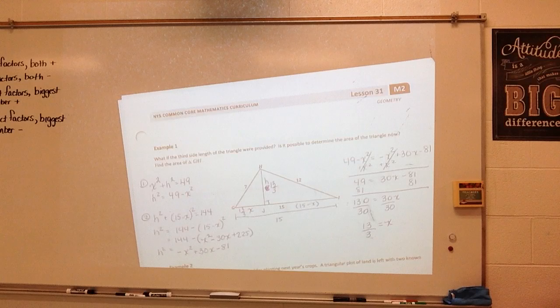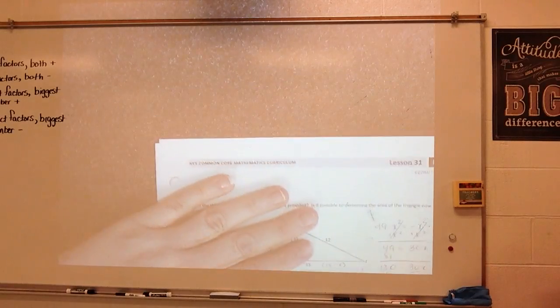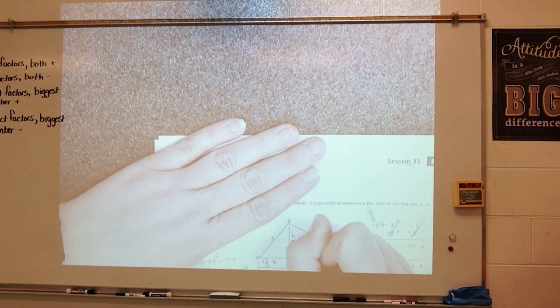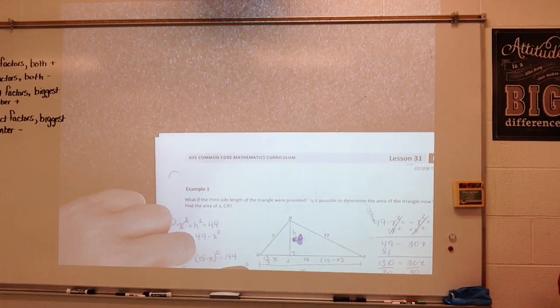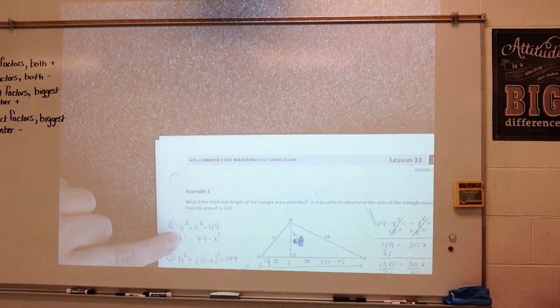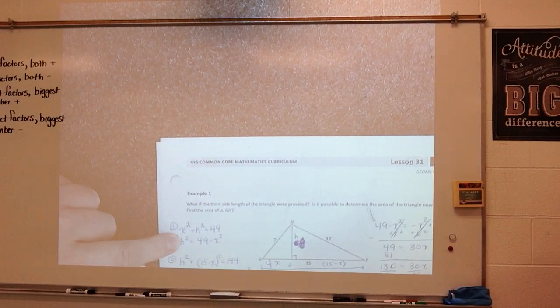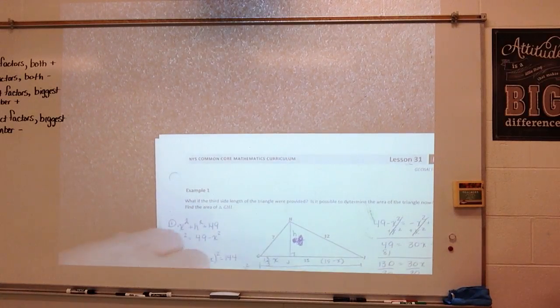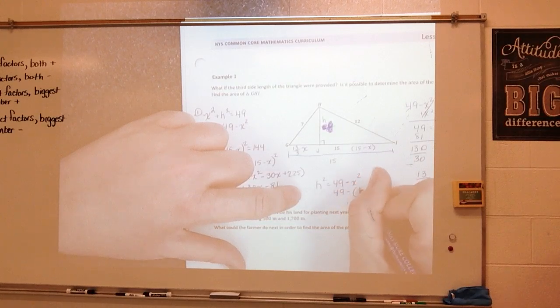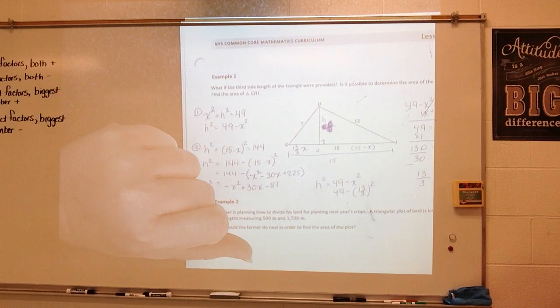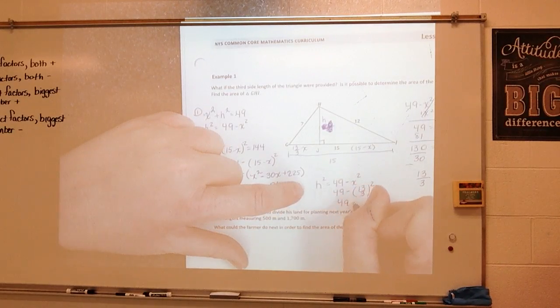So the value of x can then be substituted into either of the expressions equivalent to h squared to find the height. Alright? Sorry, I mislabeled that. This is 13 over 3, and HJ would be 13 over 3. But now I've got to figure out what my height is. So h squared is equal to, and I would choose the smallest of them. Alright, so I get 49 minus 13 over 3 squared. So that's 49 minus 169 over 9.